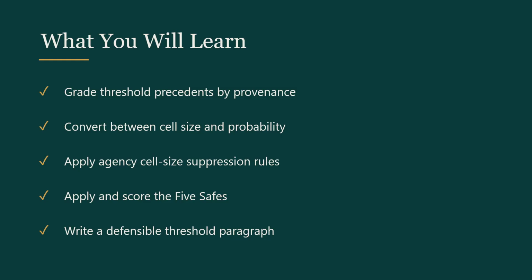Third, you will be able to apply the cell size regimes that agencies actually enforce: the Centers for Medicare and Medicaid Services suppression policy, the California guidelines, and the National Health Statistics rules, including complementary suppression worked by hand. Fourth, you will be able to apply the 5 safes framework and score it against evidence, so a context assessment produces documents rather than adjectives.